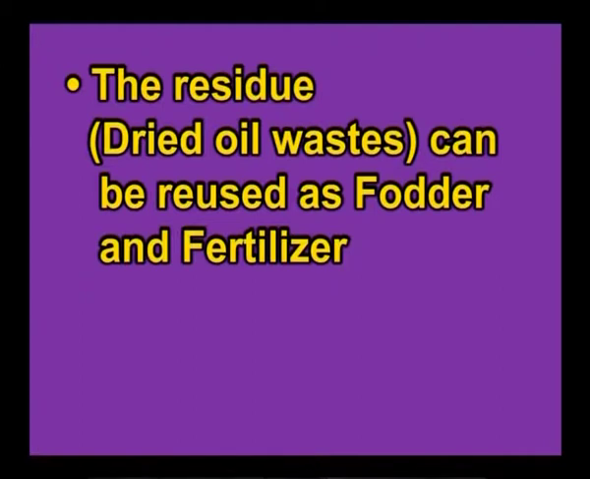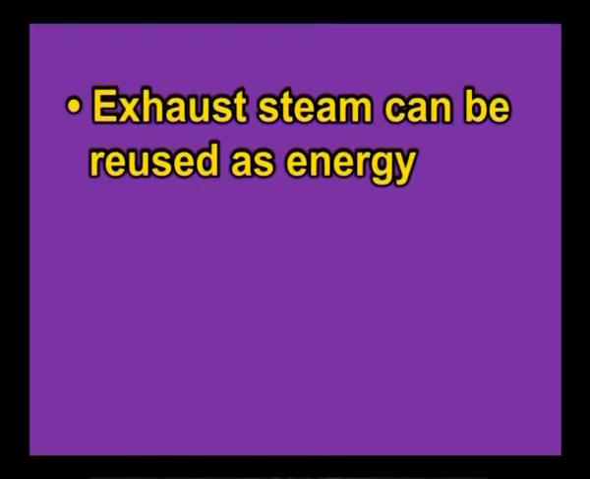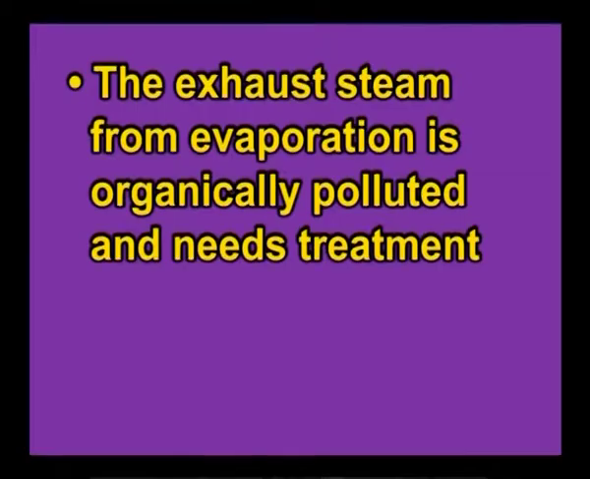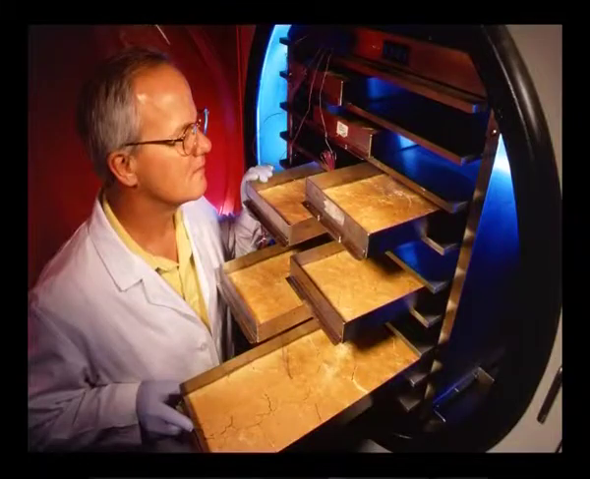Advantages of this method include: the residue can be reused as fodder and fertilizer. Only a small area is needed. Exhaust steam can be reused as energy. It is considered state of the art in the food industry. Disadvantages of this method are that the exhaust steam from evaporation is organically polluted and needs treatment, and there are rather high operation and maintenance costs.